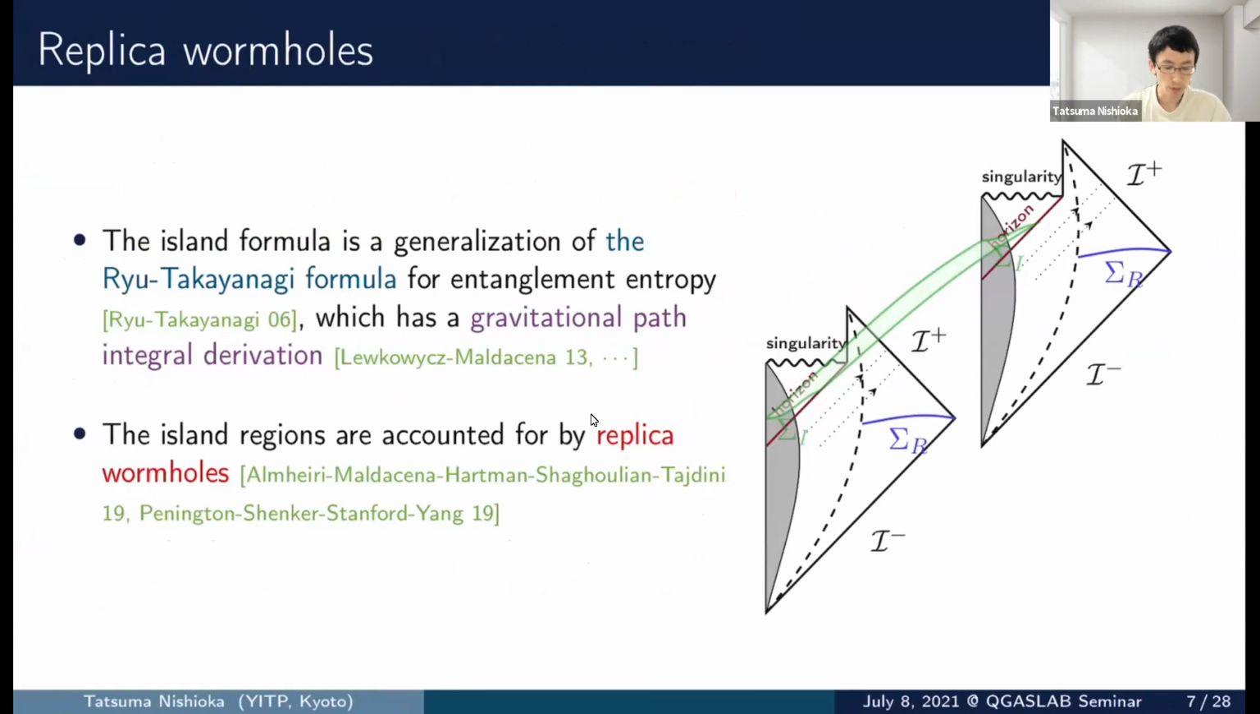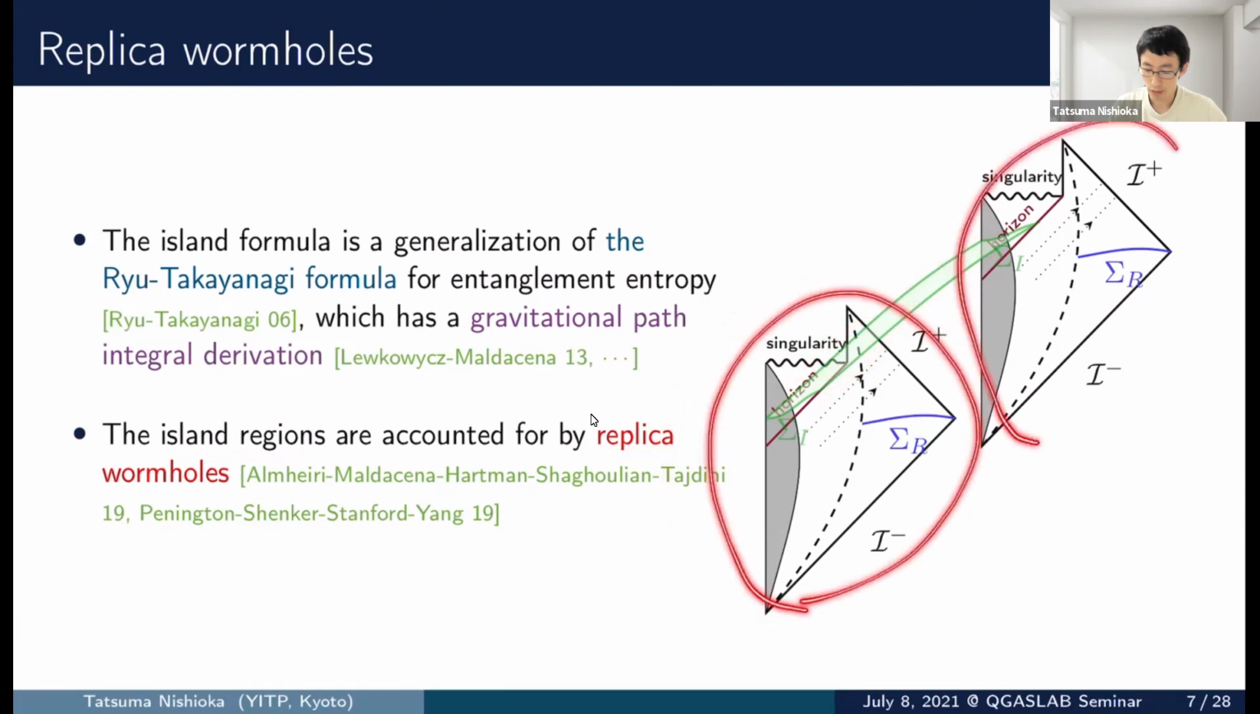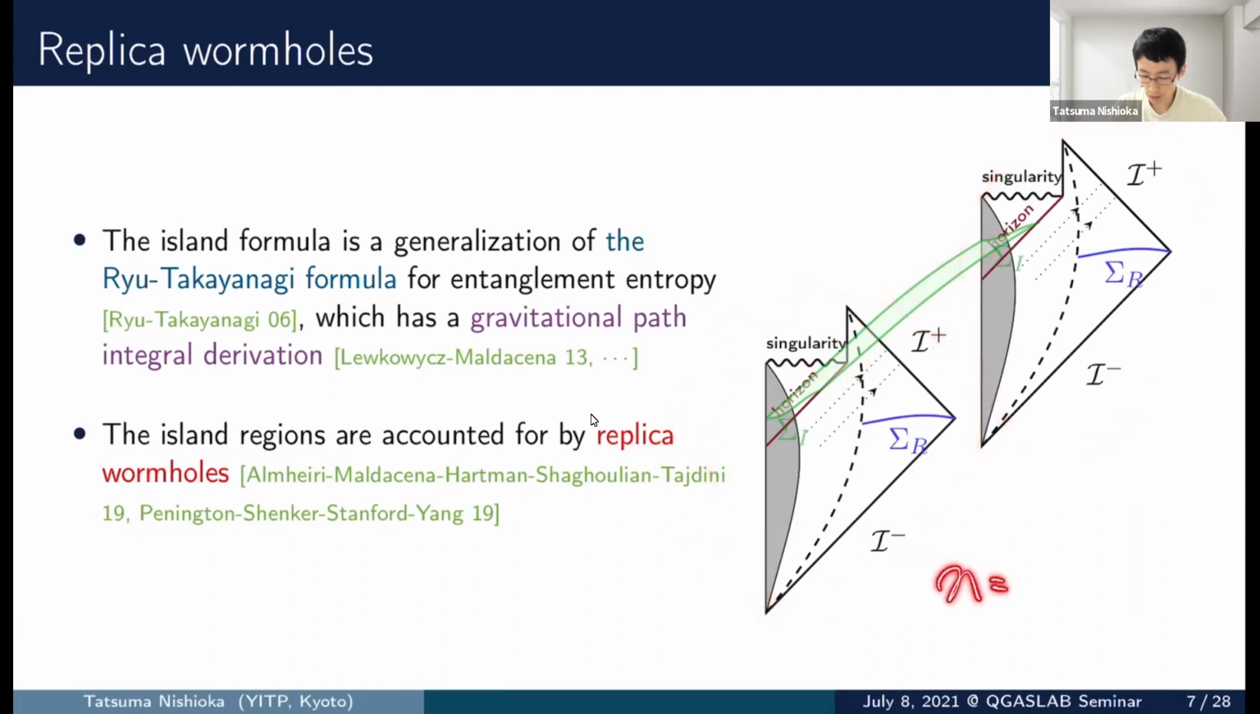Then in some setups, the island formula can be derived using the gravitational path integral in the same way as the RT formula. So basically, you use the so-called replica trick to derive the island formula. Then the island region actually appears as the throat of the so-called replica wormhole. In the replica calculation, you prepare, say, n copies of the original spacetime. In this case, I have two copies.